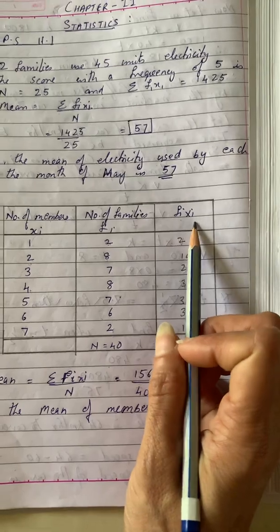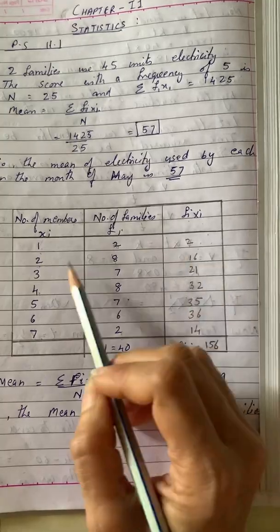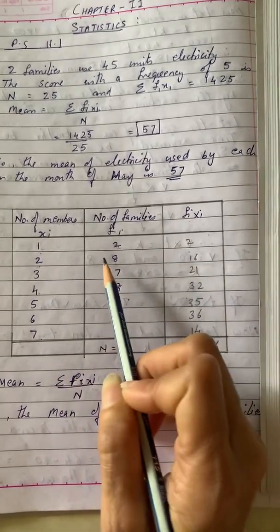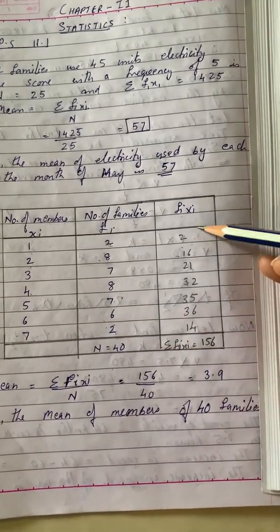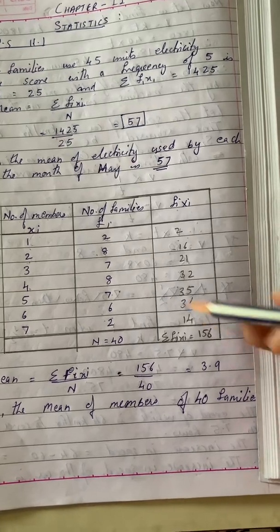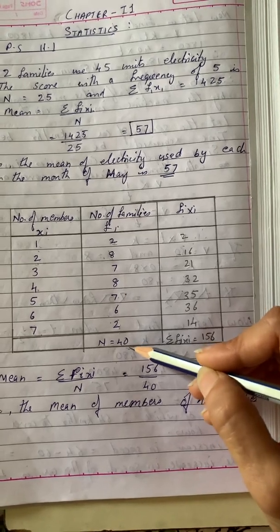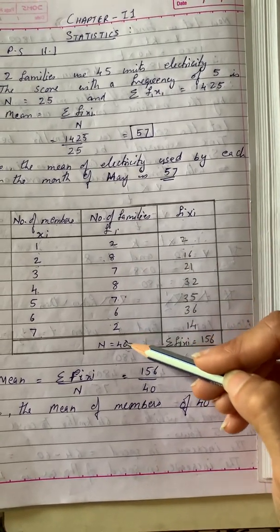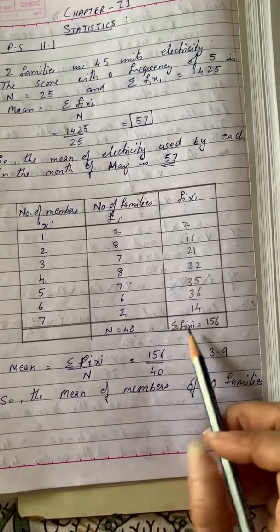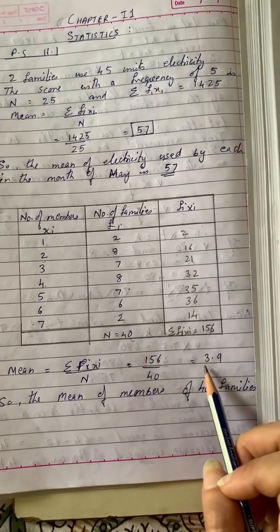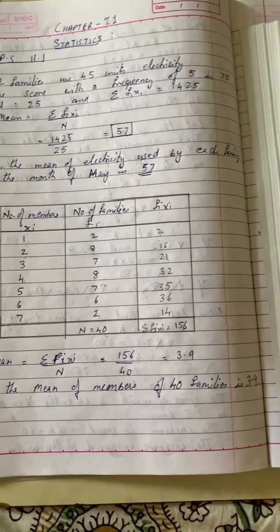Then f1 x1. So f1 is 2. So 2 into 1 is 2. So this way you will multiply: 2 into 1 is 2, 8 into 2 is 16, 2 into 7 is 14. So now you will add all this data as 156. You will add all the number of families as 40. Now this 40 is given in the question, so when you add all of them, you should not miss this. So mean is equal to 156 upon 40, that is 3.9. So the mean of the members of the 40 families is 3.9.